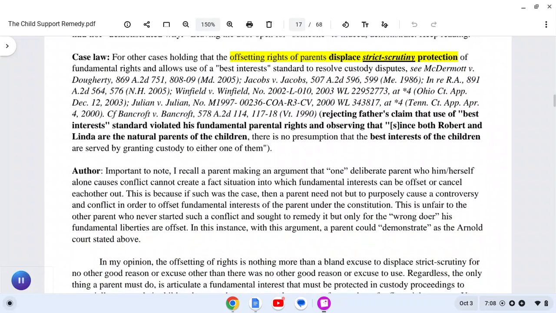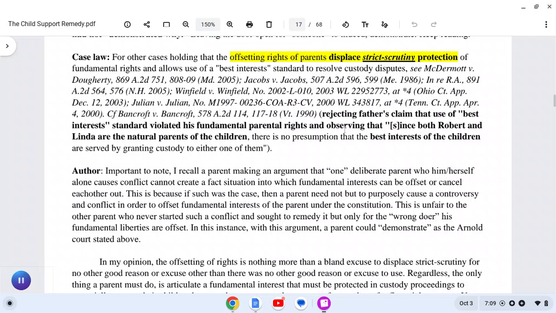Okay, this is getting good. For other cases holding that the offsetting rights of parents displace strict scrutiny protection of fundamental rights and allow use of a best interest standard to resolve custody disputes. I knew it was something. That's the other standard right there. Strict scrutiny. When they start infringing on your private rights, strict scrutiny is the standard, if I'm not mistaken.